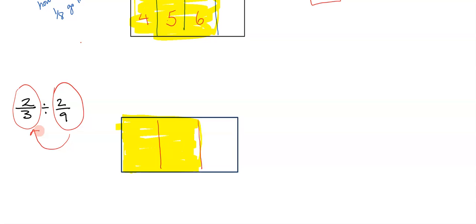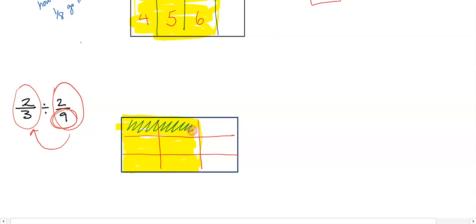And so I need to break this into 9 equal pieces. I've already got it broken into 3, so if I go across this way, I now have 9 equal pieces. So if I want to take 2/9 out, there's 2/9 of the entire object. I'm going to take the 2/9 out once.